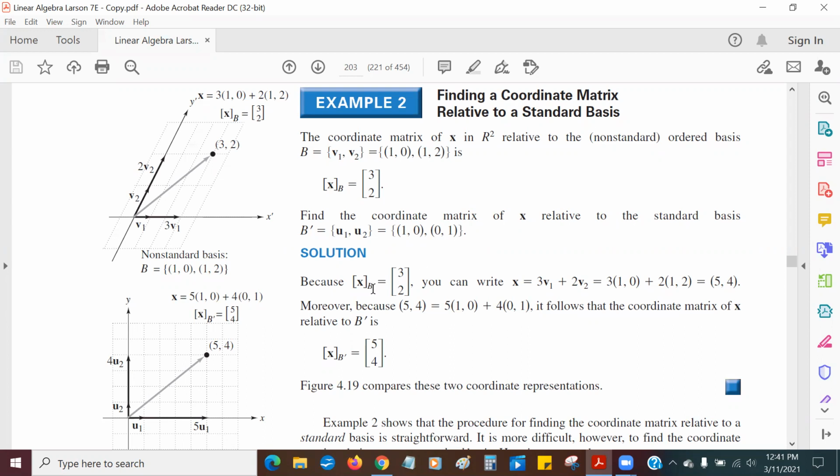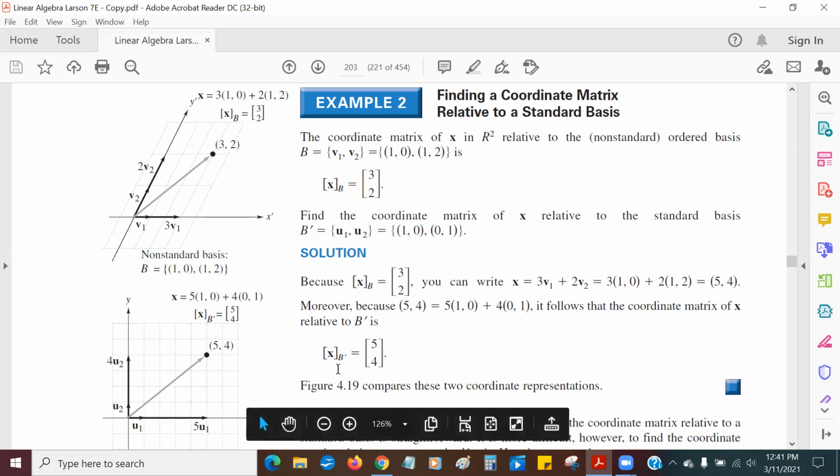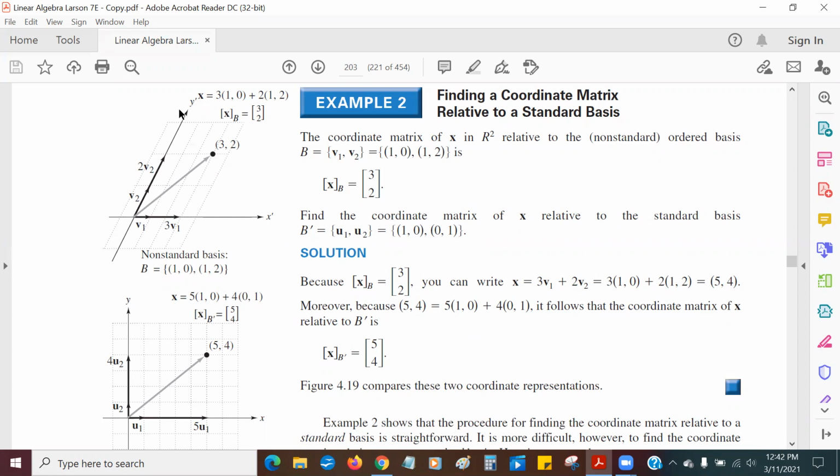Anyway, so what does it mean that x relative to B equals (3, 2)? That means the vector x is equal to 3 times v1 plus 2 times v2. But v1 is (1, 0) and v2 is (1, 2). If you multiply this all out and add it up, you wind up getting (5, 4). Now, (5, 4) is 5 times the I vector plus 4 times the J vector, and therefore the coordinate matrix of x relative to the standard basis will be (5, 4). And here's a picture of it.